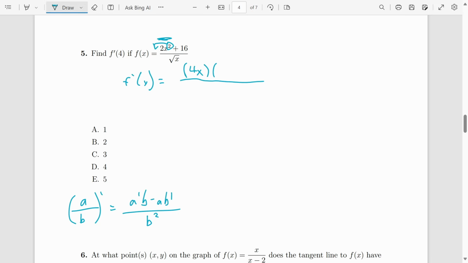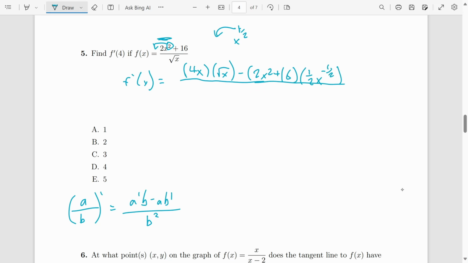All times b, which is square root of x, minus a, which is 2x squared plus 16, all times b prime, which is the derivative of square root of x. Derivative of square root of x: square root of x can be rewritten as x to the 1/2 power. So when we do that, it becomes clear we could just do the power rule. We take 1/2 out front, so this is 1/2 x, and then reduce the exponent by 1. So 1/2 minus 1 is negative 1/2.